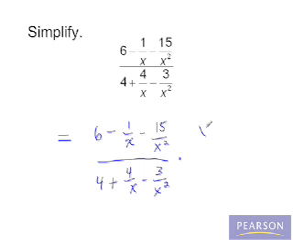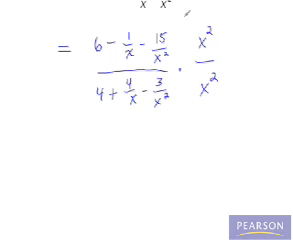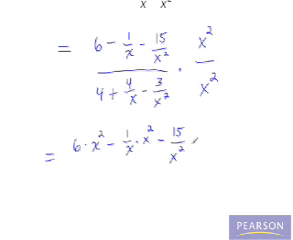So we're going to multiply this fraction by x squared over x squared, which means we're going to end up using the distributive property, and we're going to take x squared times all three terms up top, and we're going to take x squared times all three terms in the bottom. So writing that out, we're going to have 6 times x squared minus 1 over x times x squared minus 15 over x squared times x squared up top.